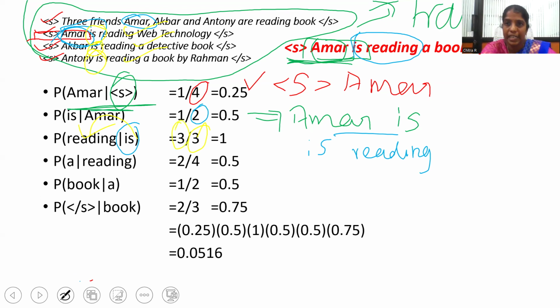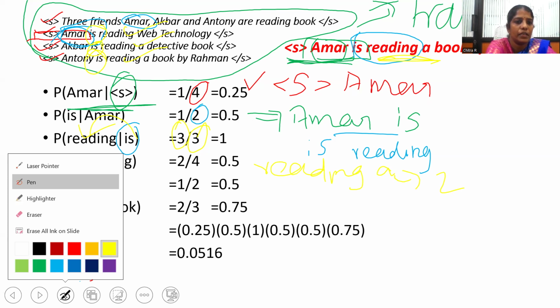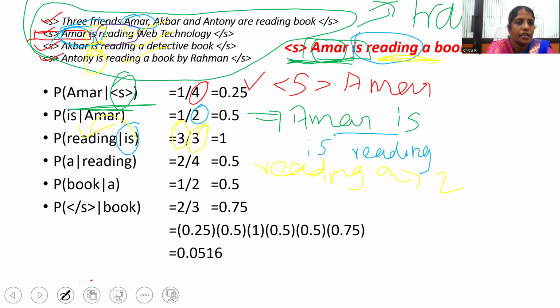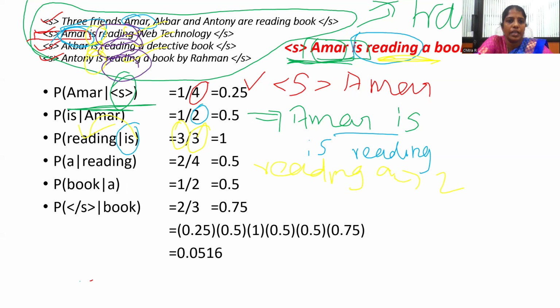The next one is reading. Next take reading. Probability of second word divided by first word. So probability of A divided by reading, where A is the second word and reading is the first word. Now what are we going to check? How many times reading is available. Here reading is there, here reading is there, and here also reading is there. So reading is available 4 times.